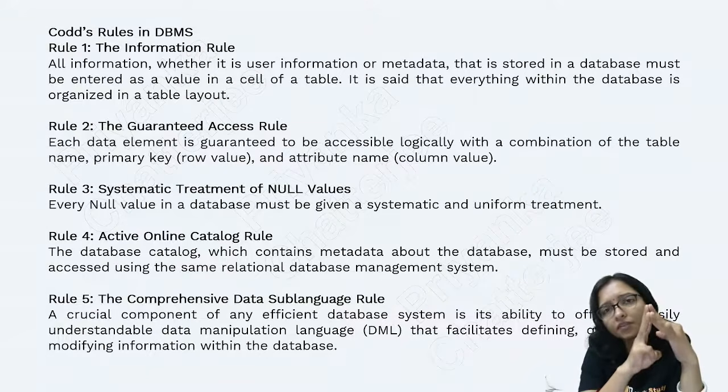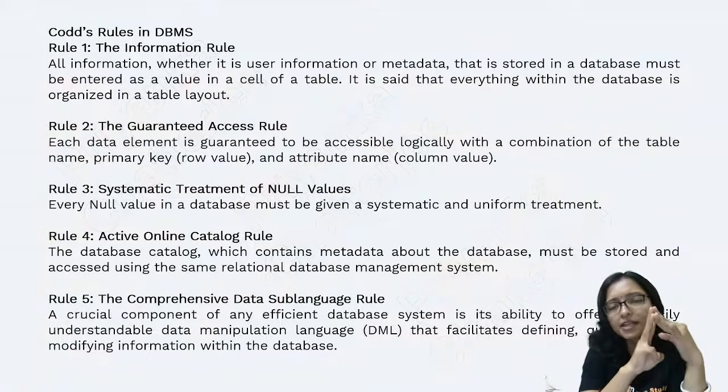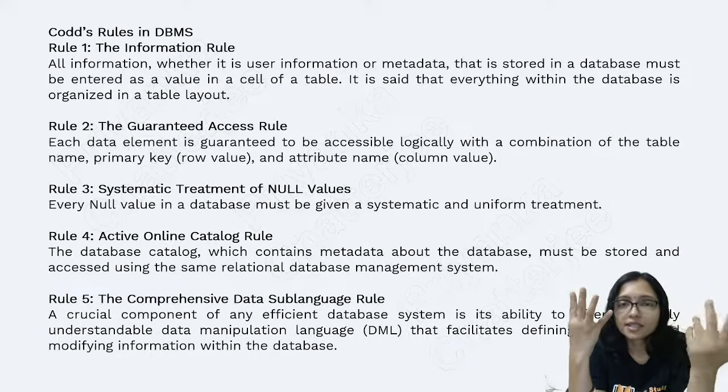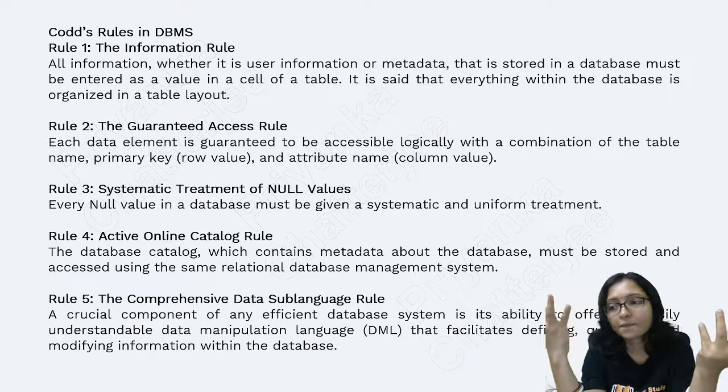Active online catalog rule. Think like that. Whenever you are visiting the Unified Study app, you are trying to open the catalog, right? What are the courses available? That is your catalog. So you will see what courses are available for you after visiting the system. First thing is that. Okay, so that is the catalog.